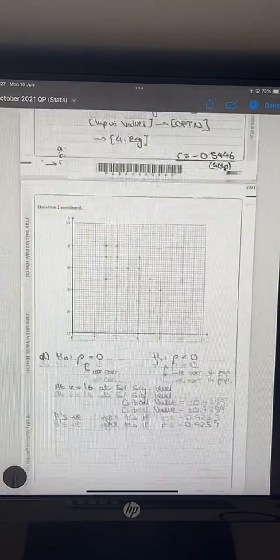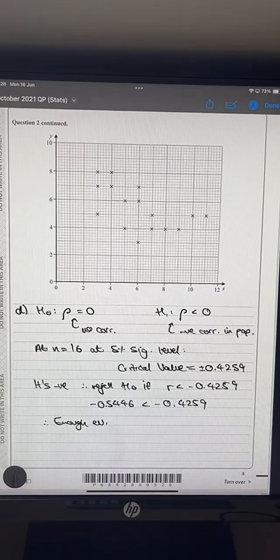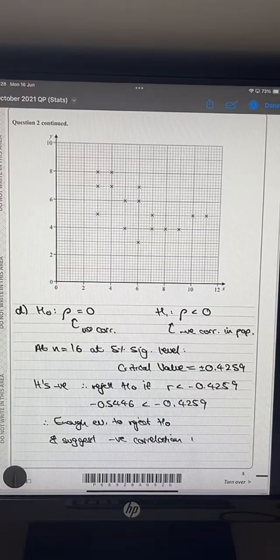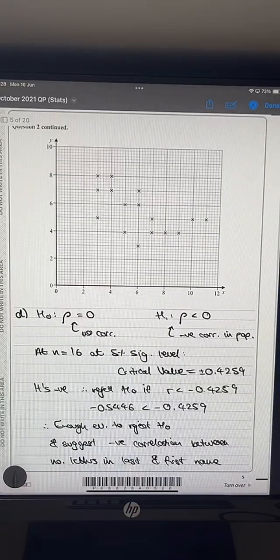This. And this is why it's important to make sure you get the correct r value. Negative 0.5446 is less than negative 0.4259. Well, that is true. Therefore, there is enough evidence to reject the null hypothesis and suggest a negative correlation between, and you need to write the full thing out, the number of letters in last name and first name. All right, best of luck with physics revision.